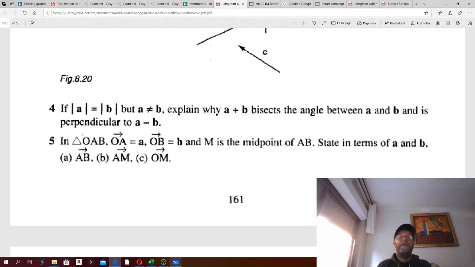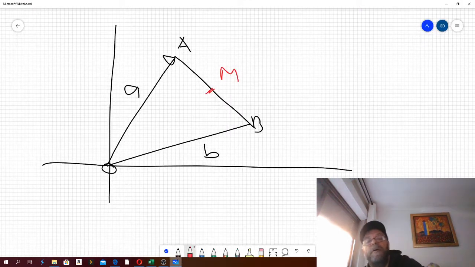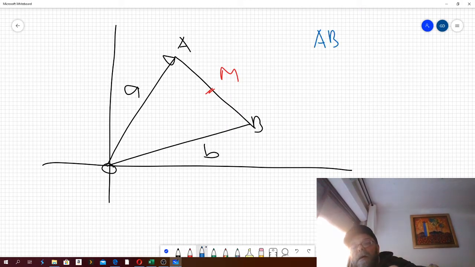state in terms of A and B, what is the vector AB, AM, and OM? Okay, so we want the vector AB, and then also AM, and then also OM.